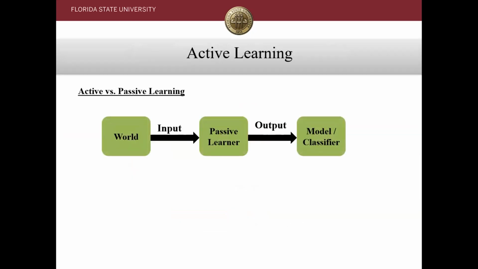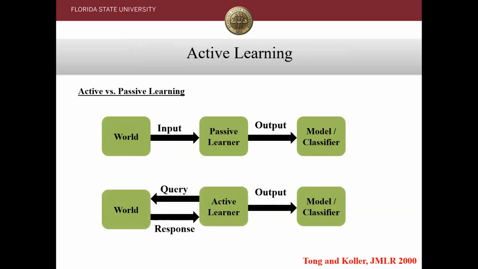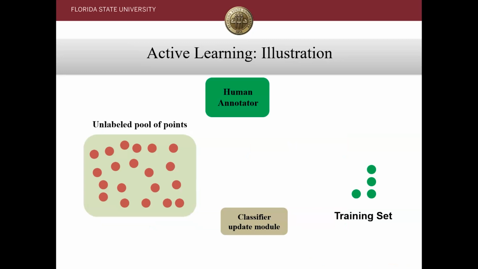So just to draw a comparison with passive learning, what happens in a passive learning scenario is the passive learner receives input from the world, and it outputs a model or a classifier. Okay? In contrast, in an active learning setting, the active learner queries the world. It asks questions to an annotator and receives responses, and then it outputs a model or a classifier. So this extra capability of the active learner to adaptively query the world and receive responses makes it better than a standard passive learning model.